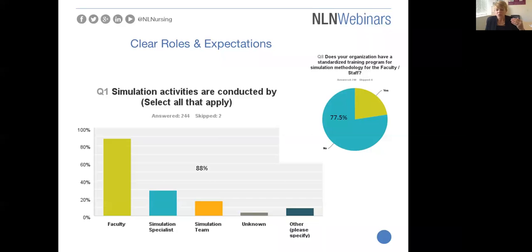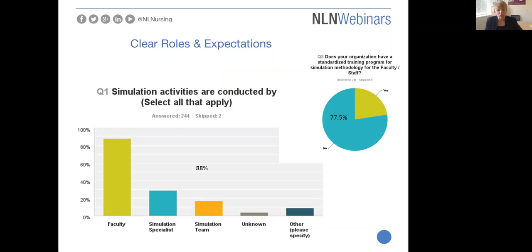But it's really, really important as you think about outlining clear roles and expectations, that you identify those who are leaders within your particular school who can take up the charge and begin to develop some expertise. There are plenty of resources available for you to learn more about simulation. The NLN has a Simulation Innovation Resource Center with some online content that would help prepare you for simulation.